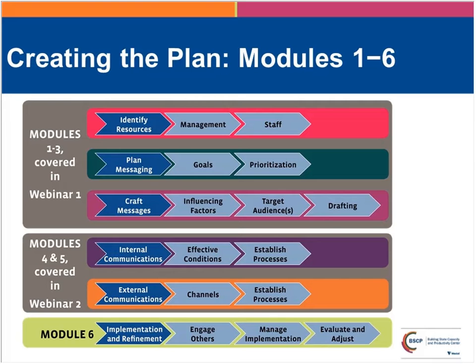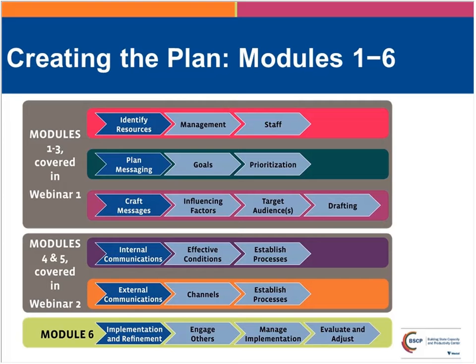Module 4 deals with internal communications, including fostering effective conditions for such communications and establishing processes to standardize and maximize efficiency in those communications. Module 5 covers external communications and provides information on how to identify communication channels and, similar to Module 4, establish standard, repeatable processes that may be used to help you communicate with external organizations and stakeholders. Modules 4 and 5 were covered in Webinar 2.